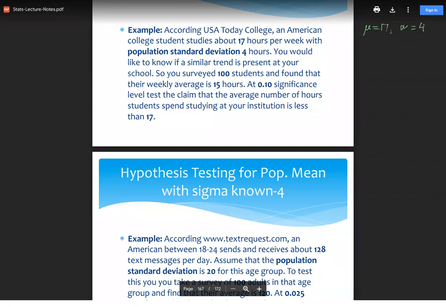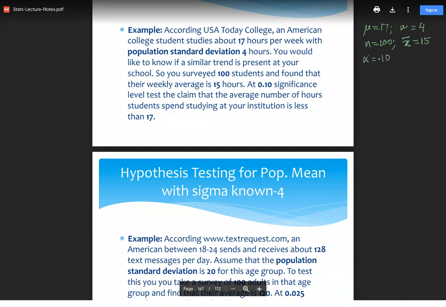You'd like to know if a similar trend is present at your school. So you surveyed 100 students. So your n is equal to 100. And found that their weekly average was 15 hours. So X bar from these 100 students is 15. At 0.10 significance level. So alpha is equal to 0.10 significance level.